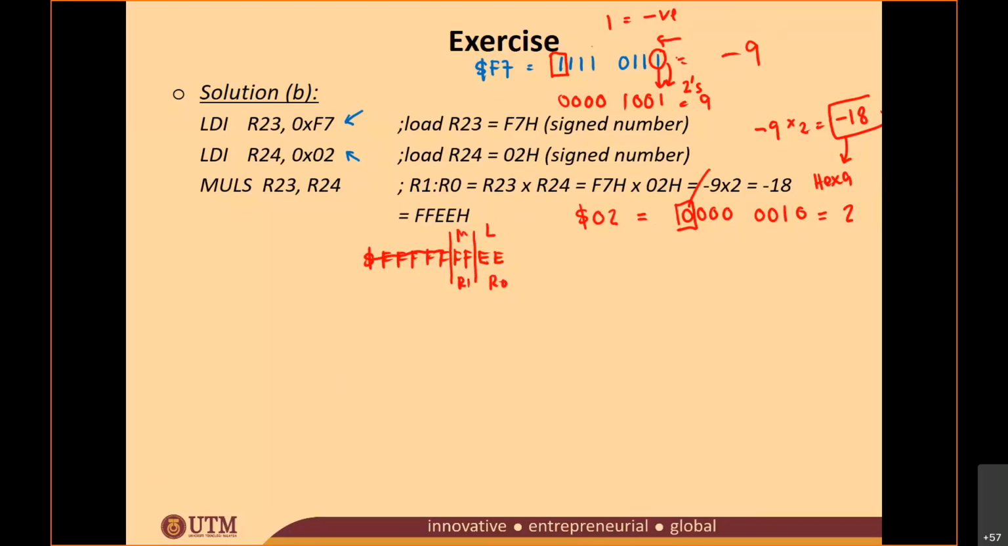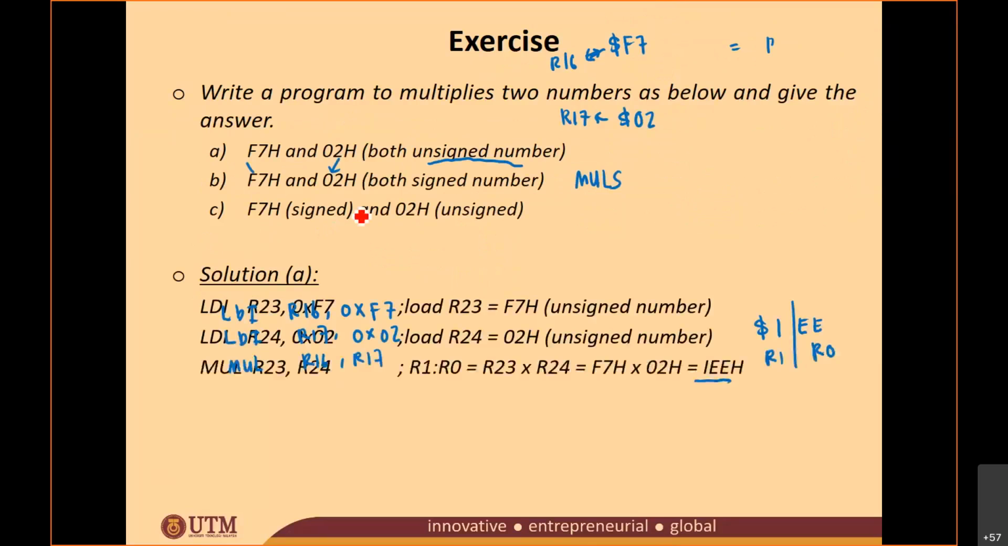Okay, this is for the MULS. What about the MULSU? The third one. It says that F7 is a signed number, 02 is an unsigned number. So my MULSU should be, the first one here.